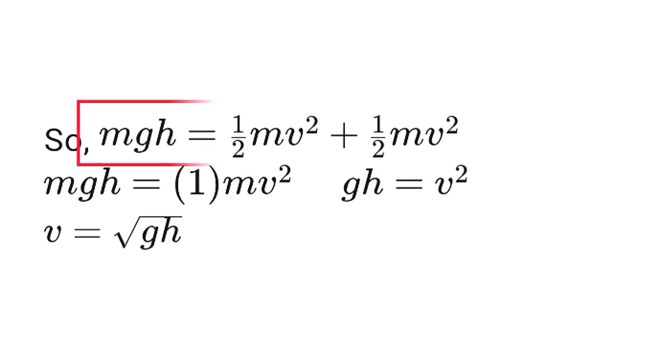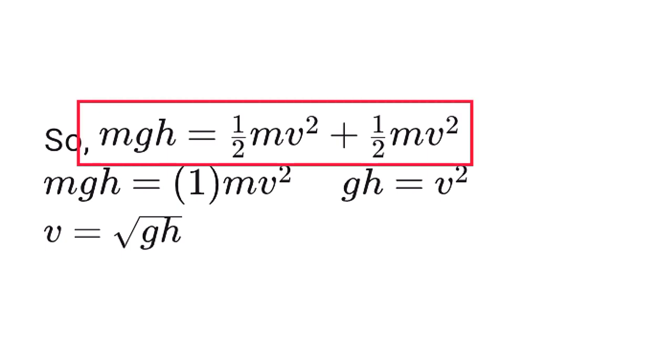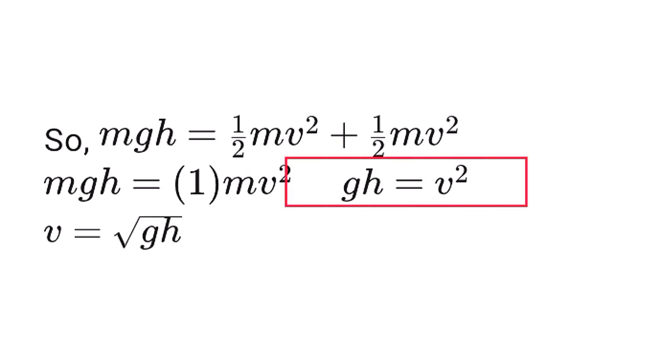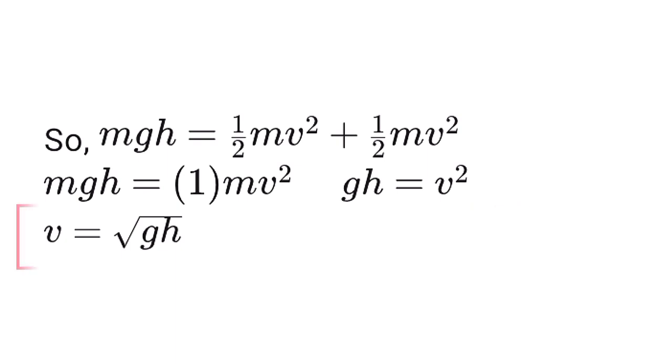So, mgh equals 1 divided by 2 multiplied by mv squared plus 1 divided by 2 multiplied by mv squared. mgh equals 1 divided by 2 plus 1 divided by 2, multiplied by mv squared. Canceling mass from both sides, gh equals v squared. Taking the square root of both sides, v equals the square root of gh.